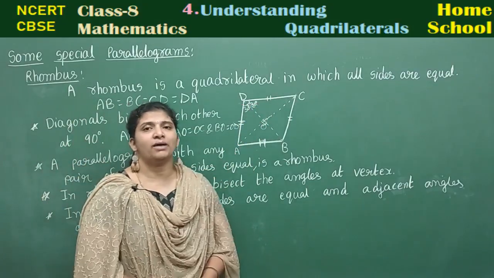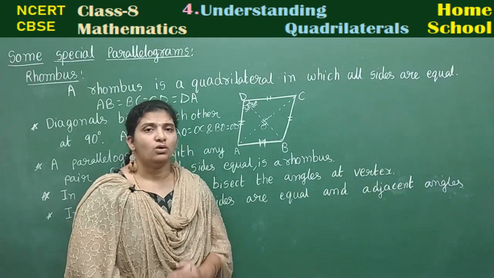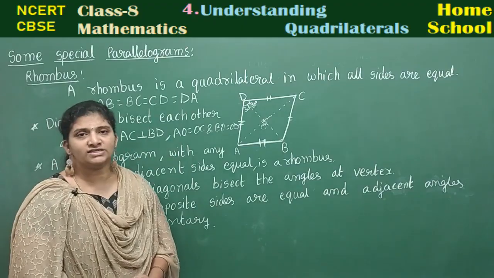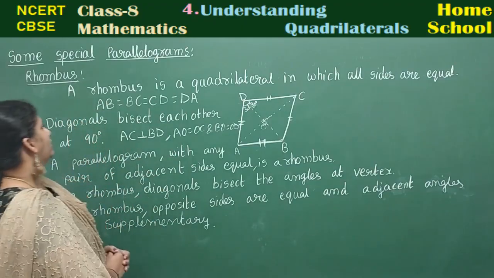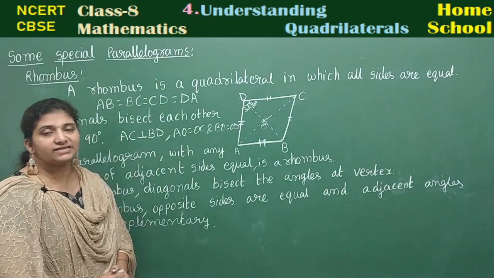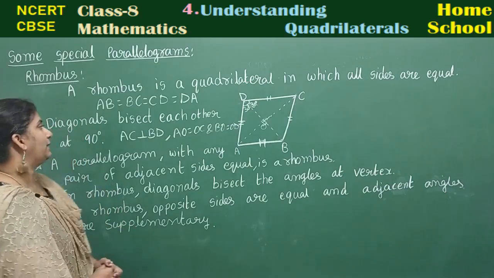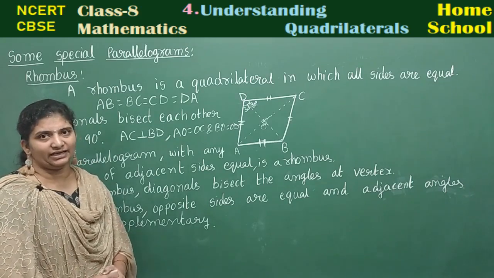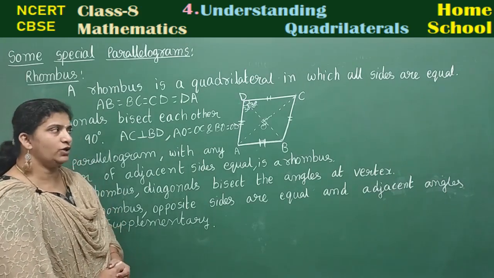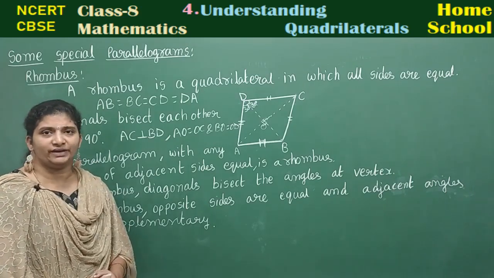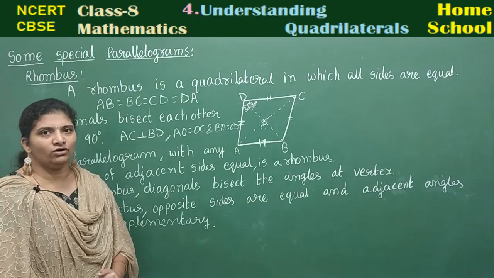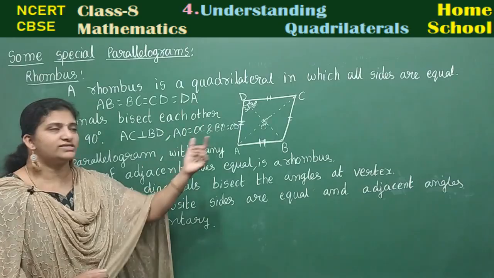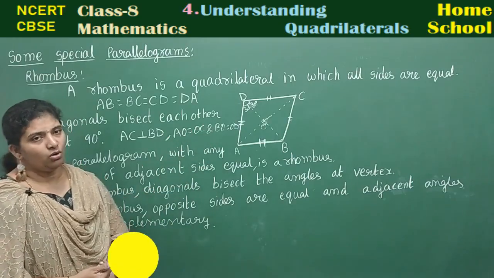So let's have a recap of all the properties of a rhombus. What is a rhombus? It is a quadrilateral in which all sides are equal. AB equal to BC equal to CD equal to DA. Diagonals bisect each other at 90 degrees. They are perpendicular. You can say AC perpendicular to BD or BD perpendicular to AC. When they are bisecting, AO equal to OC and BO equal to OD.